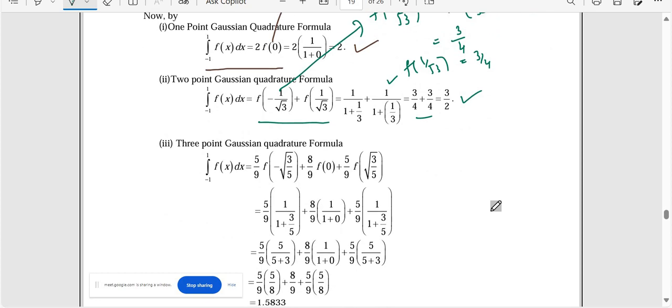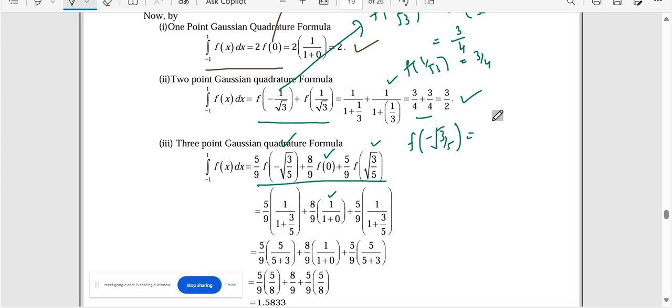Okay, now same way the 3-point Gaussian quadrature formula. You can see this is our formula. So now you have to find f of minus root 3 by 5 first, then f of 0 and f of root 3 by 5. But we already found f of 0 in the 1-point, so you simply have to replace it with that answer. Now f of minus root 3 by 5.